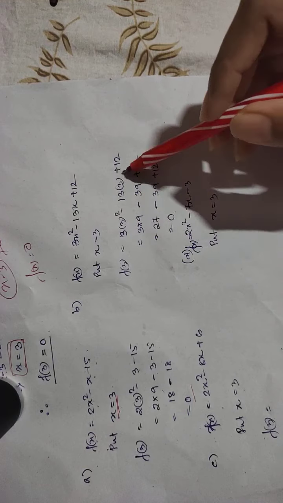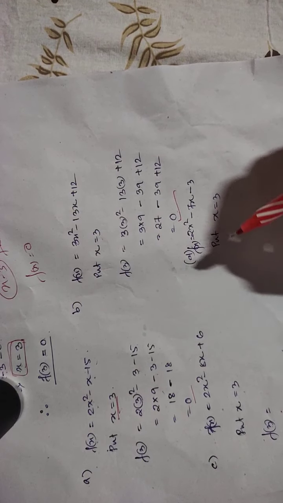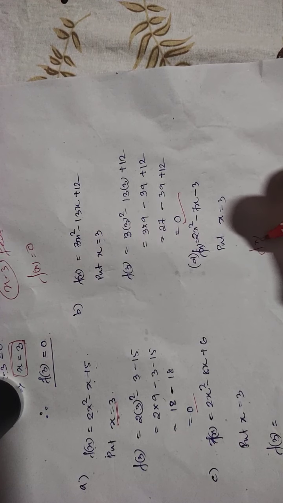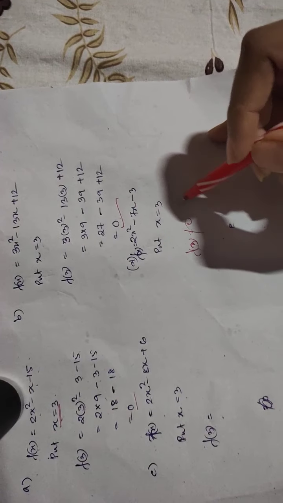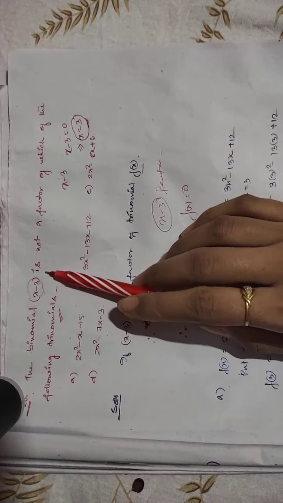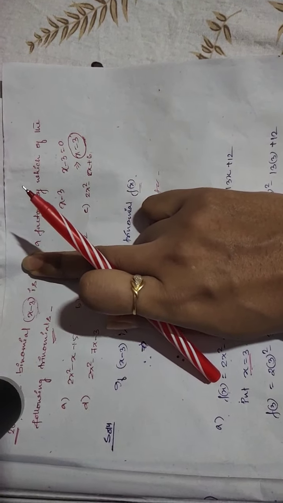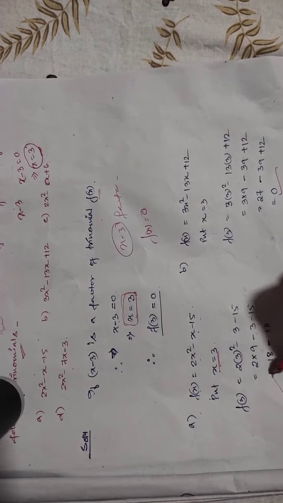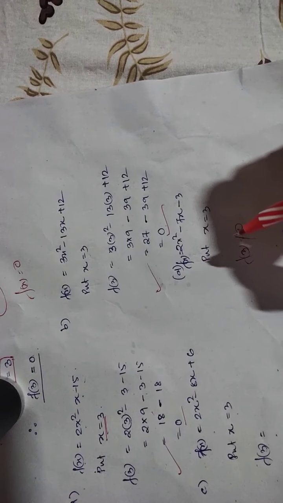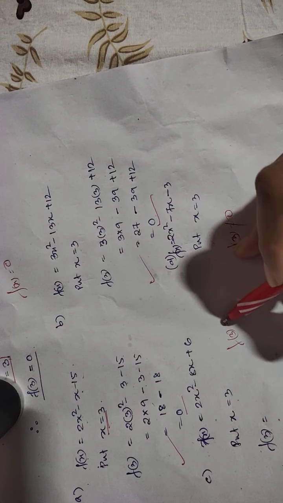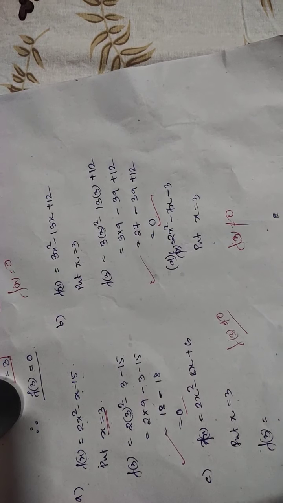Here also if you put the x value, you will get 0, and you do these two by yourself. In whichever option you are not getting f of 3 equal to 0, that will be your option, because in the question it is given that binomial x minus 3 is not a factor. If it were given as a factor, then A would be your answer and B also would be your answer, but here it is given not a factor. That means the case in which you get f of 3 not equal to 0, where you are not getting 0, that will be your answer.